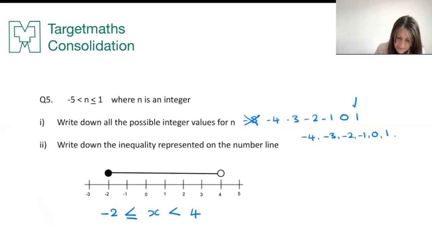When you're reading them, this says X is less than 4, which it is because these numbers are less than 4. And when you read this backwards, it says greater than or equal to -2. And obviously they are greater than -2, aren't they?